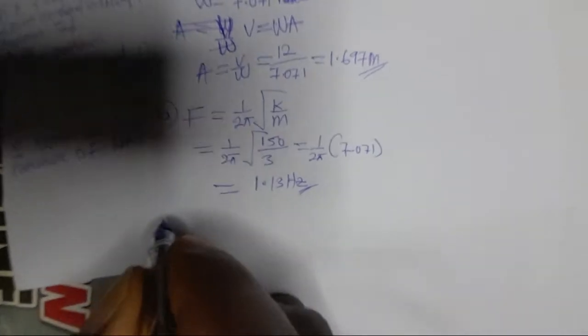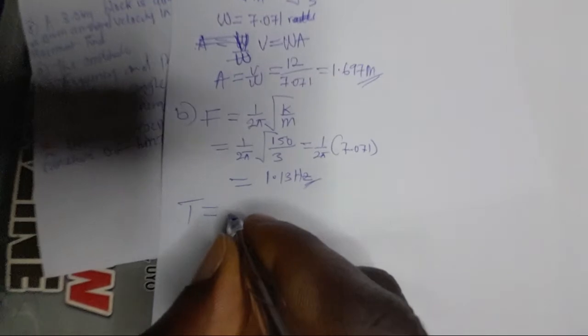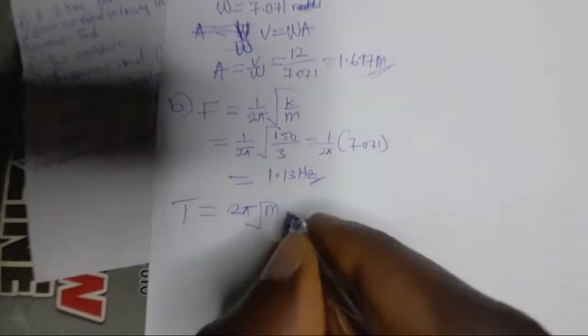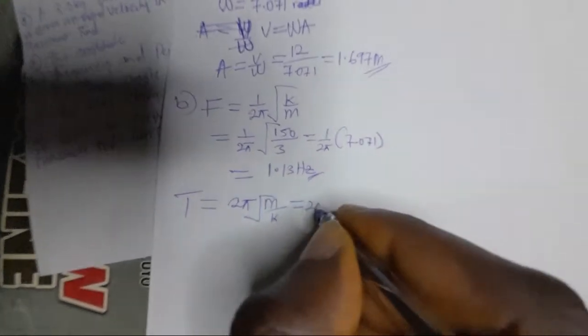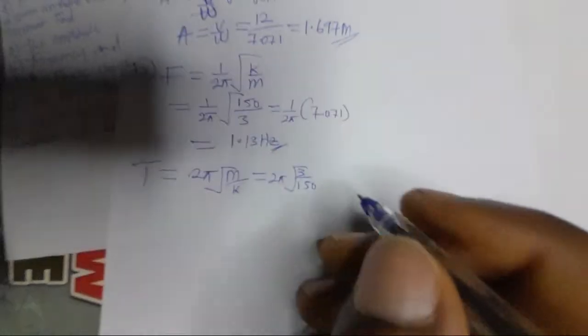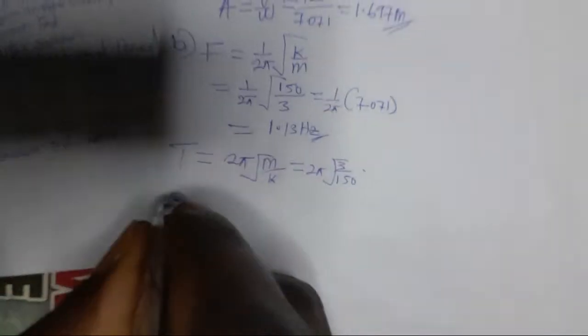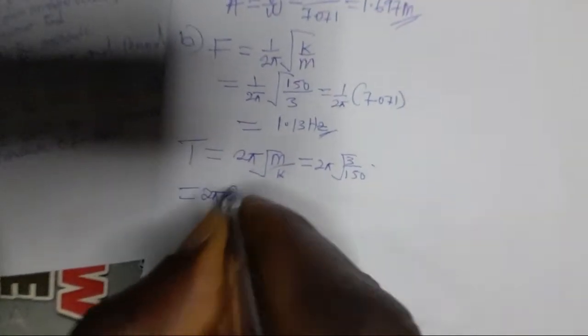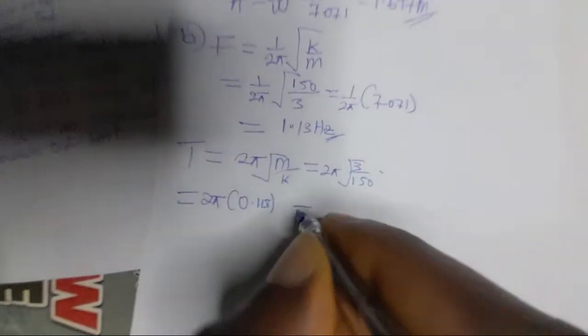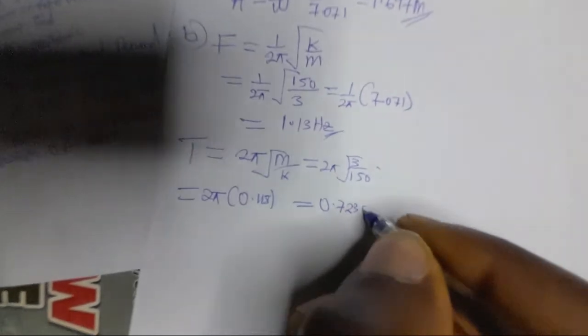To find the period T, you just find the inverse of this. Our formula will invert to T equal to 2 pi bracket m all over k. If you work with this, you're going to have 2 pi bracket 3 all over 150, which is equal to 2 pi times 1.115, and our answer is going to be 0.723 seconds. Please check that out later.